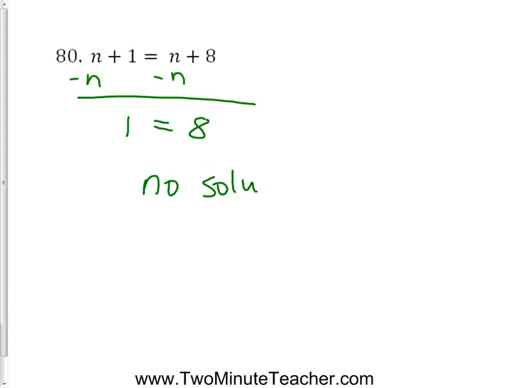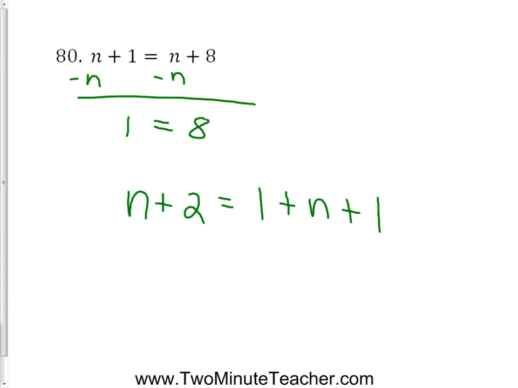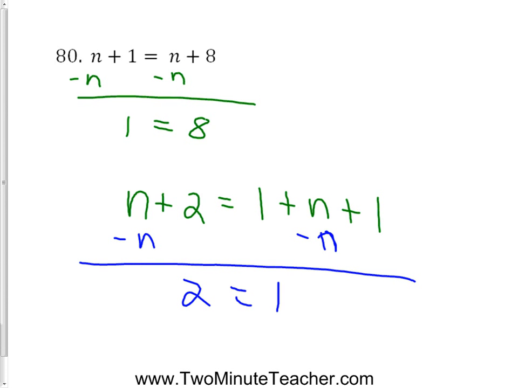So there we go. If I wanted to do one that came out kind of the same but a little different, let's say I had n plus 2 is equal to 1 plus n plus 1. Okay, now I have variables on both sides, and I get rid of the n, and all of a sudden I have 2 equals 1 plus 1, 2 equals 2.